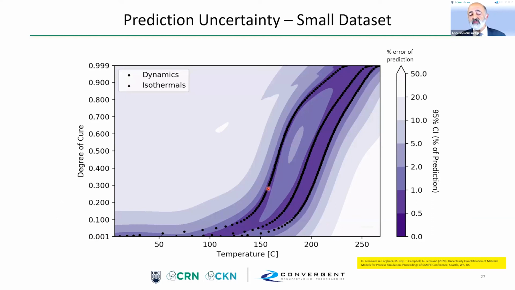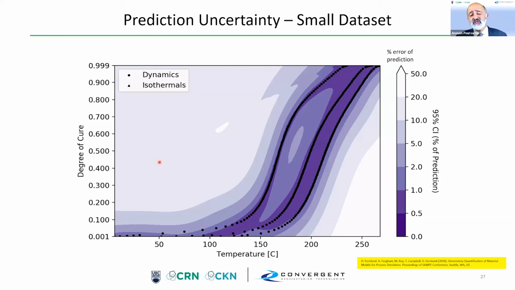A slow dynamic ramp, where as the material is heated up, it starts to cure on the ramp because there's lots of time for cure to occur, an intermediate ramp, and a fast ramp. Overlaid on the data is this shading that shows the percent error of the prediction at a 95% confidence interval. So very purple means we're very confident, less than 1% error. And as we go out to the light shade, we're at 50% error.